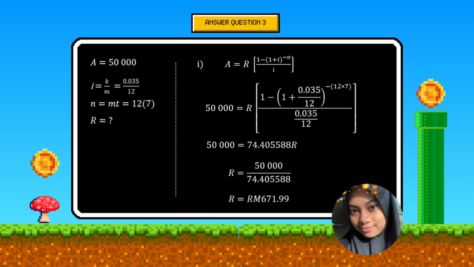So 50,000 equals R open bracket 1 minus (1 plus 0.035 over 12) to the power of negative 12 times 7, which is 84, divided by 0.035 over 12. 50,000 equals 74.405588R. So R equals 671 ringgit 99 cents.